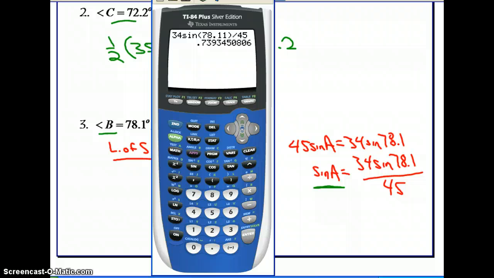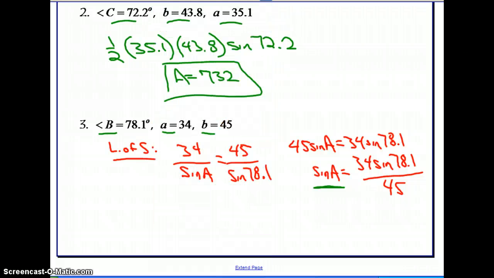If I want to get A, how do you get rid of the sine? What's the opposite of sine? Don't say cosecant, that's a reciprocal. The opposite of sine is sine inverse. So I need to take the sine inverse of 0.739, so I go second answer, and that will give me the angle. So whenever we did that before when we solved triangles in chapter 2, when you're looking for the angle, that's when you need your inverse trig functions. So I'll take the sine inverse, and I get angle A is 47.7. Keeping significant figures, yeah, 47.7 is angle A.